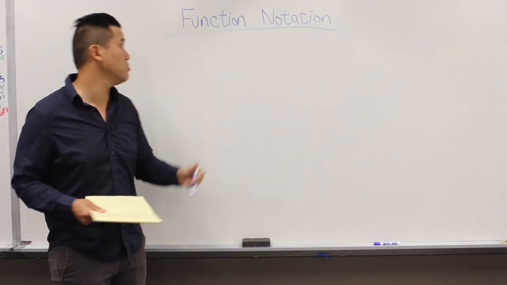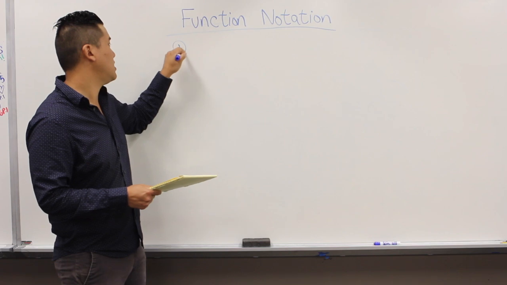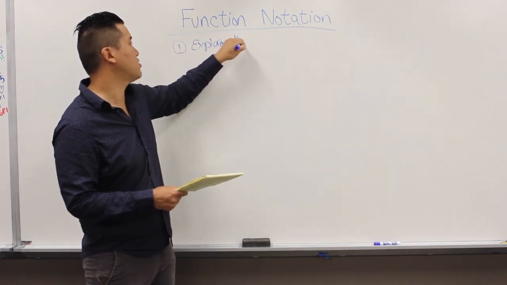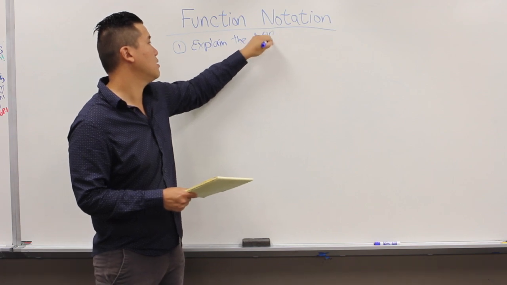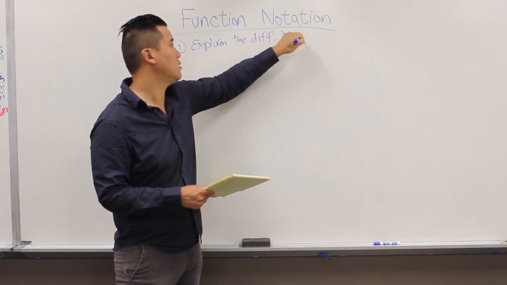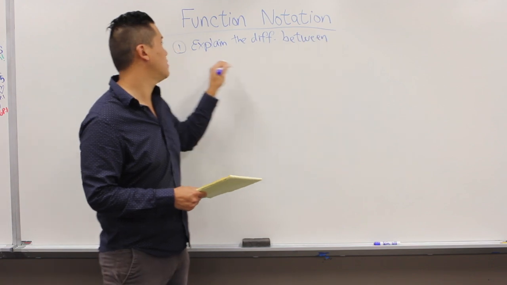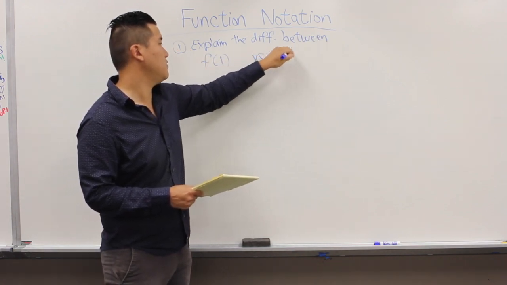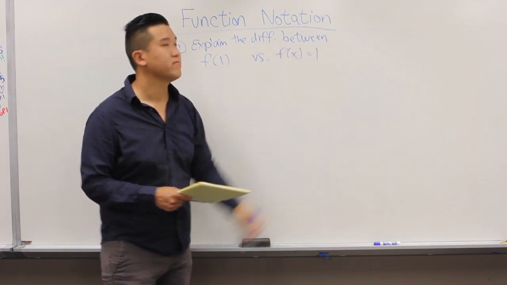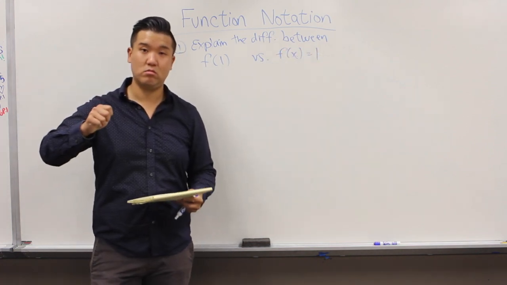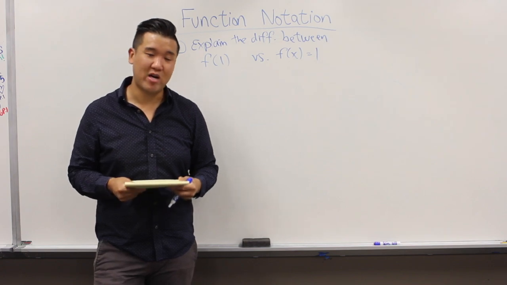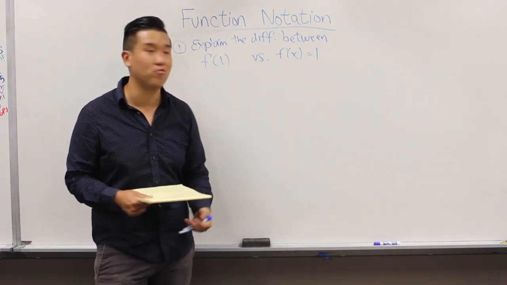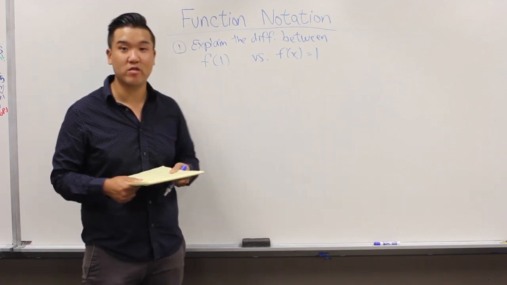Your first problem. Explain the difference between f of 1 versus f of x equals 1. I want you to just write it out. If you have to look at your notes, great. Try not to, but if you have to, go back and then try to understand what it's telling you. About 30 seconds to a minute, go.